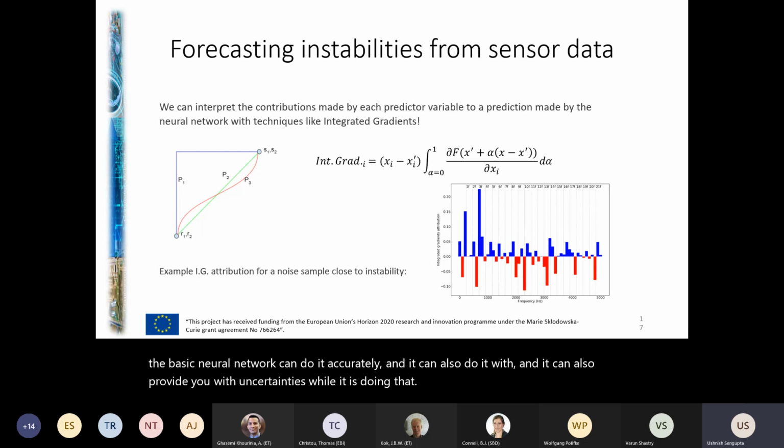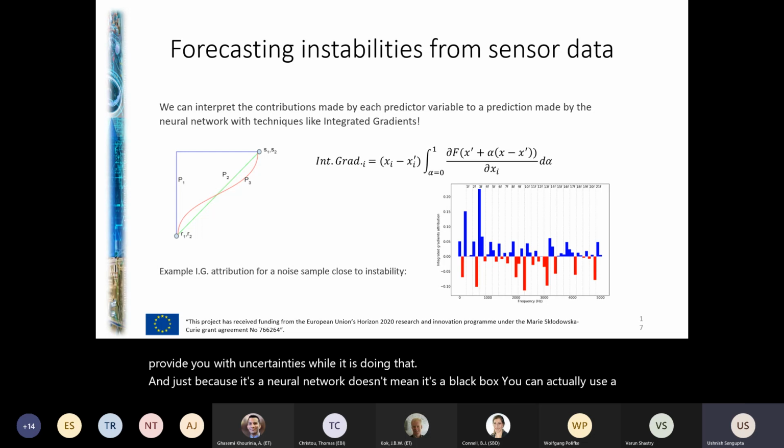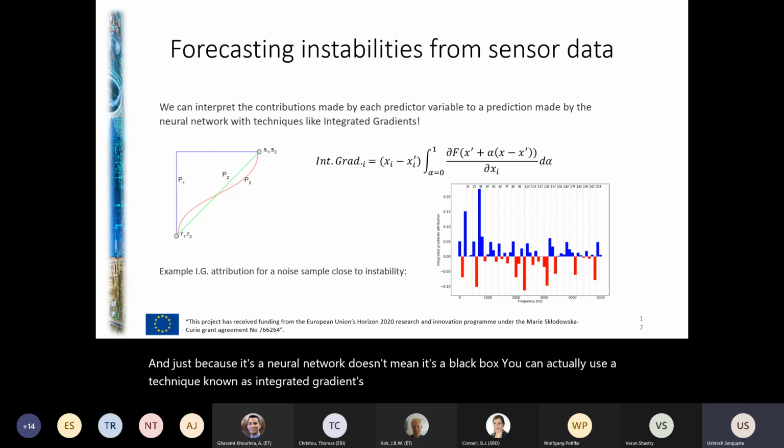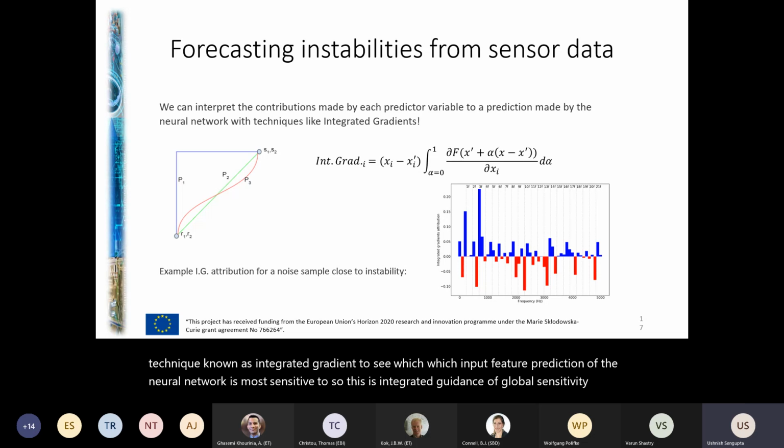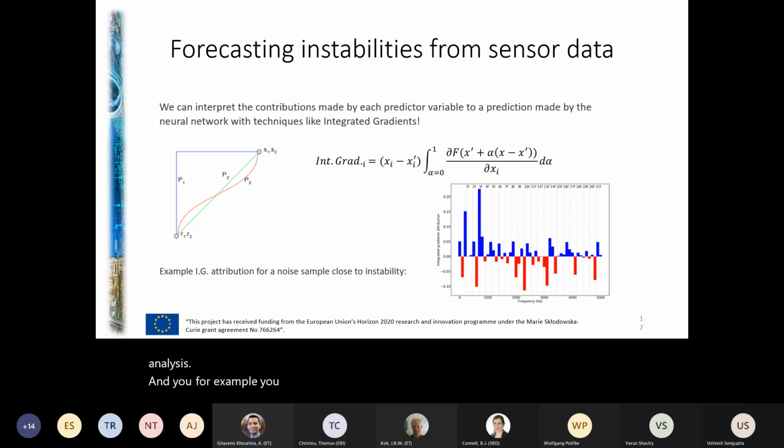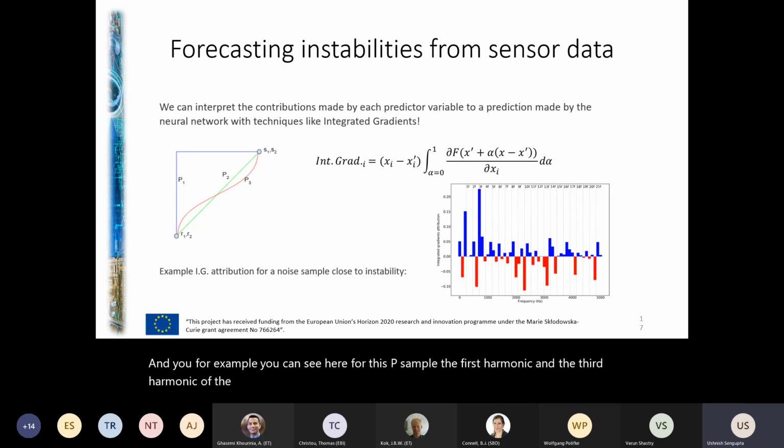And just because it's a neural network doesn't mean it's a black box. You can use a technique known as integrated gradients to see which input feature the prediction of the neural network is most sensitive to. So this is integrated gradients for global sensitivity analysis. For example, you can see here for this sample, the first harmonic and the third harmonic of the pressure spectrum seem to be quite instrumental in informing the prediction.